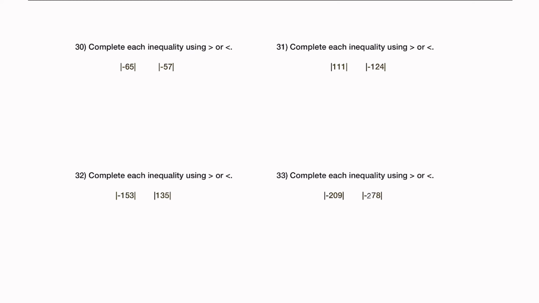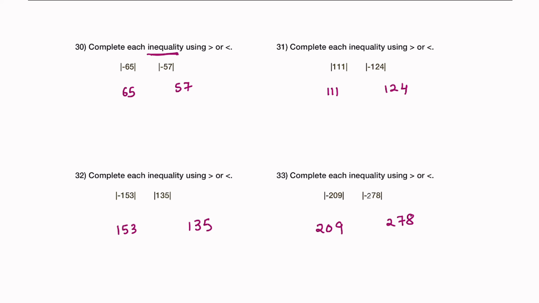Wow. Questions 30 to 33 are the same. It's about completing using inequality. Watch out, we have absolute numbers. So let's first write the values of these absolute numbers. So this is 65 and that's 57. This is 111, 124. Then this is 153 and 135. And finally here 209 and 278. Easy now, we just have to compare them.